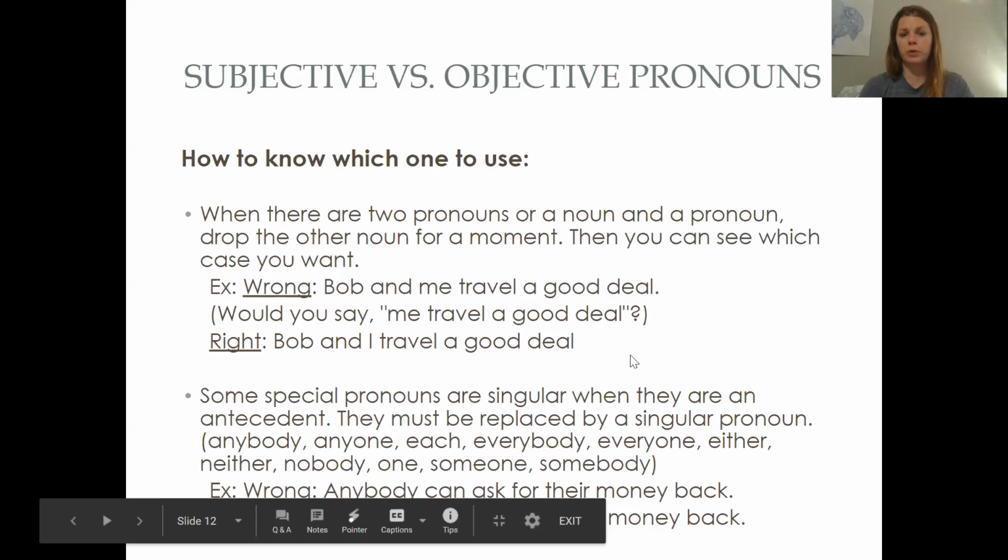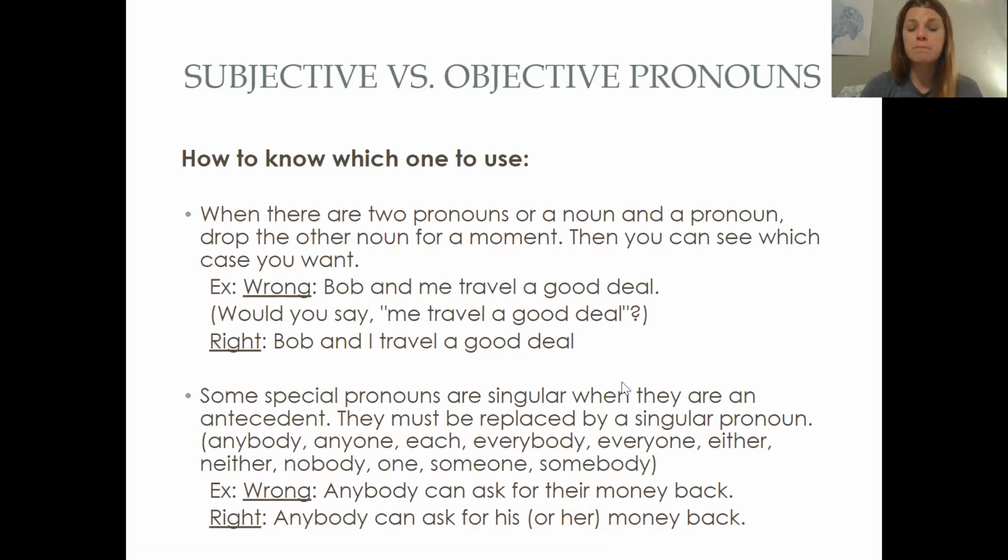Now, some special pronouns are singular when they are an antecedent. They must be replaced by a singular pronoun. Miss Doyle must be replaced by a singular pronoun because it's just me. If you said Miss Doyle and Mr. Bueller and Miss Jensen, then we could have plural because there are 3 of us.